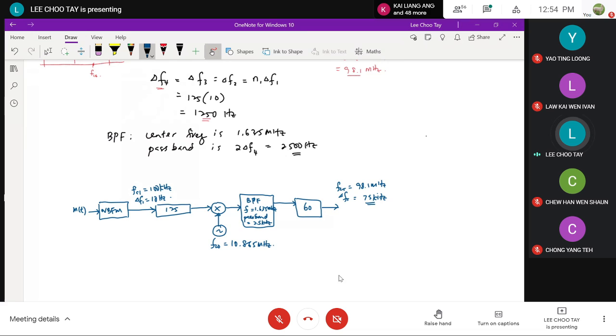Your bandpass filter, sometimes you say the pass band equals 2.5 kilohertz, sometimes you say the bandwidth equals 2.5 kilohertz. They are the same thing.